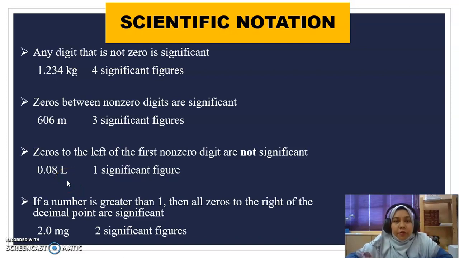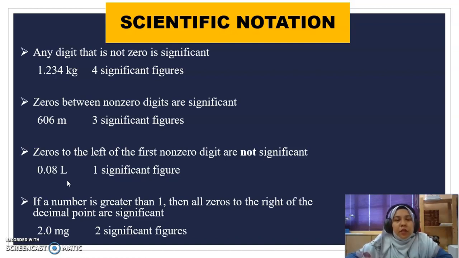Hi, now that you know how to write a correct scientific notation, in this chapter we continue with significant figures. For significant figures, there are a few rules that you need to understand, because a number can be significant or not significant to be concluded in a scientific report.